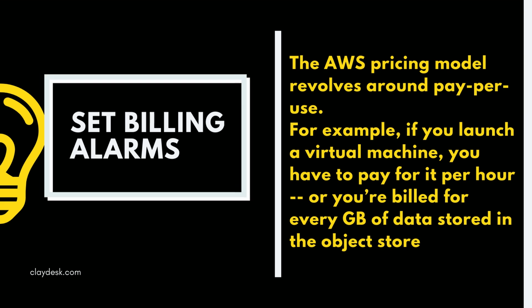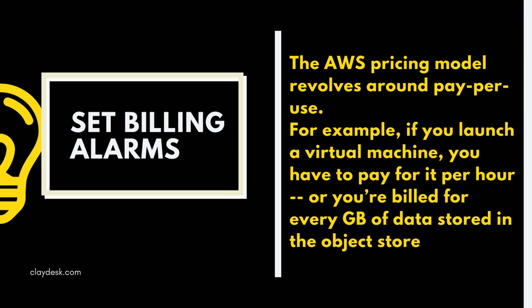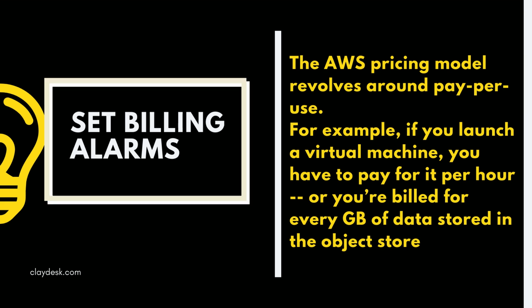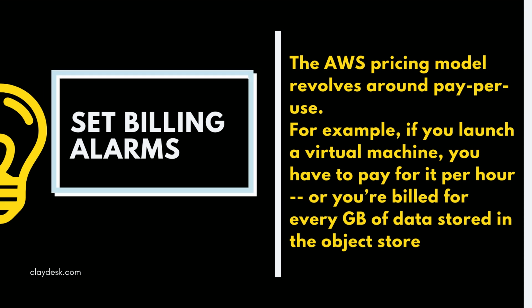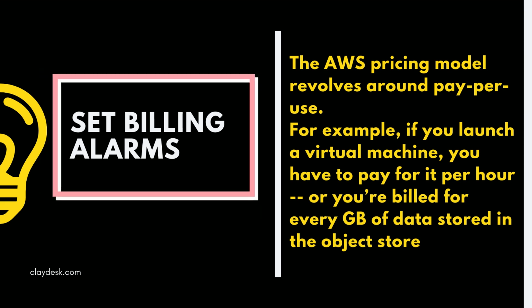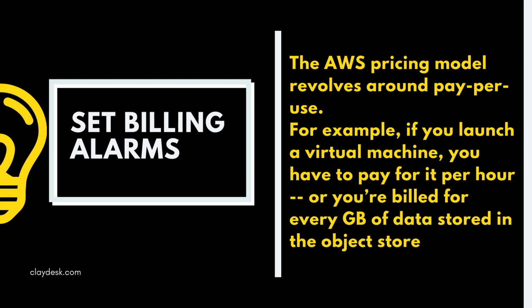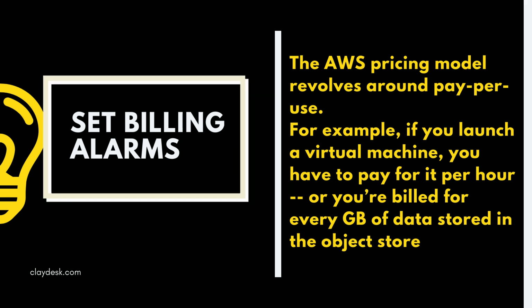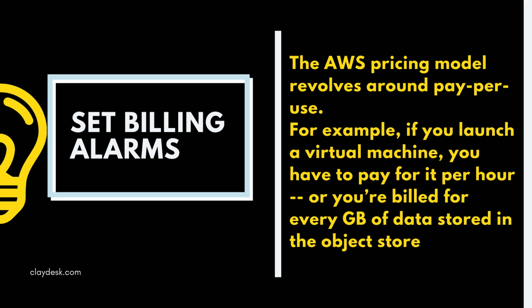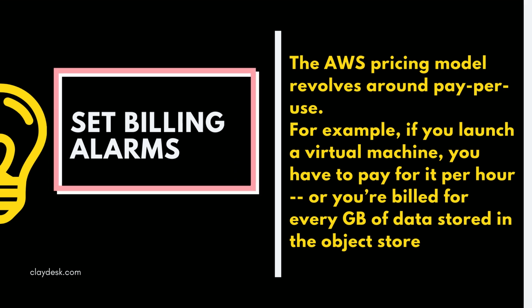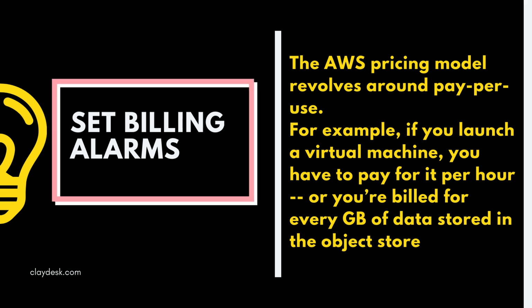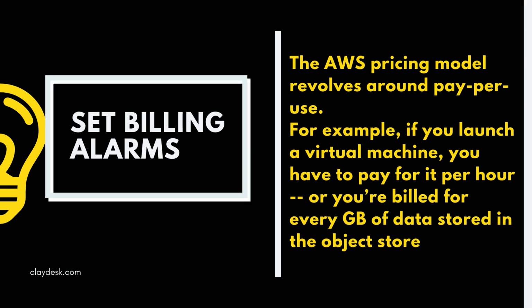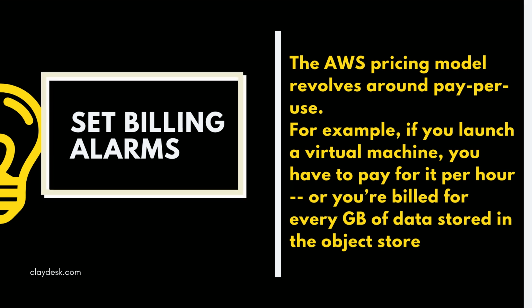You need to be able to set your billing alarms right off the bat. So do not wait. As soon as you log in, make sure that's the first thing you ought to do, because AWS uses the pay-per-use pricing model for its services. For example, if you launch a virtual machine, you have to pay for it per hour, or you're billed for every gigabyte of data stored in the object store.